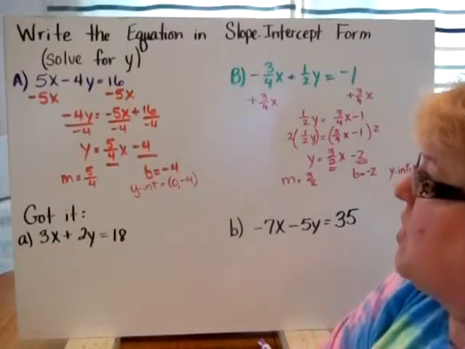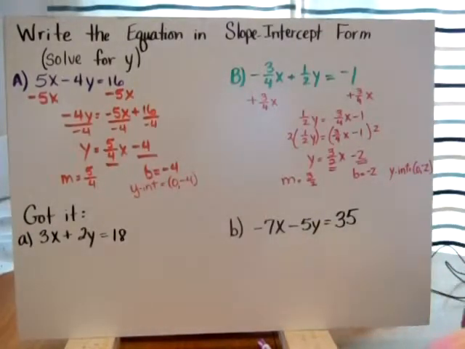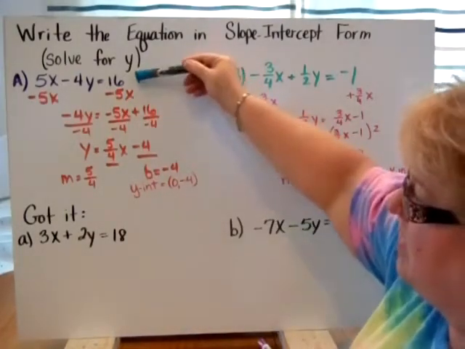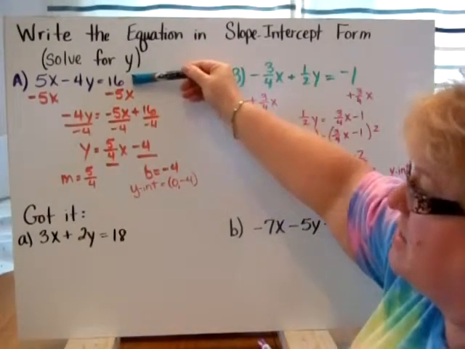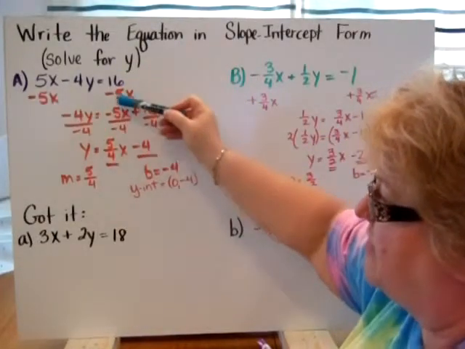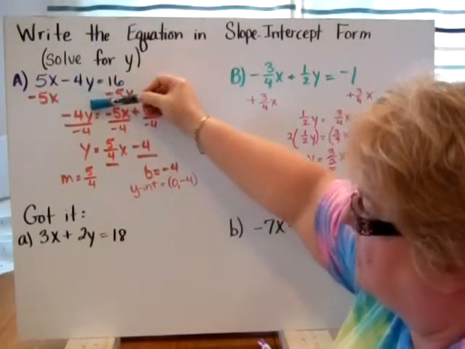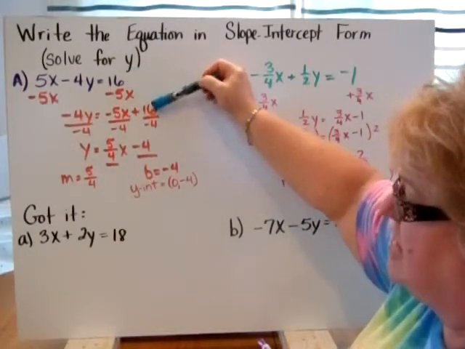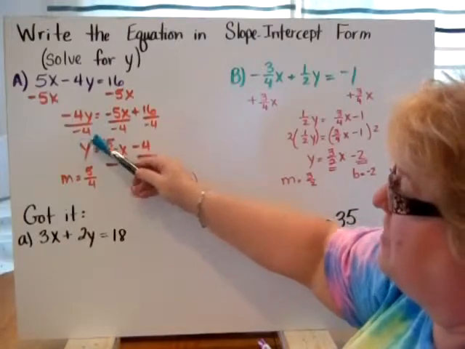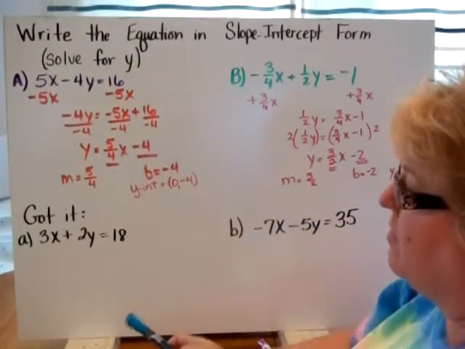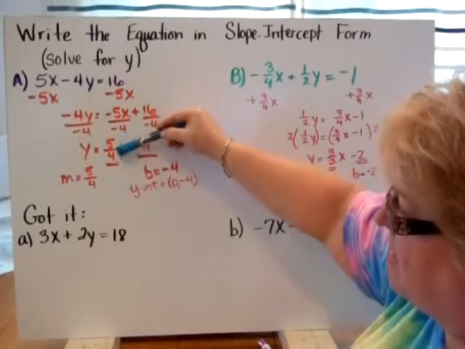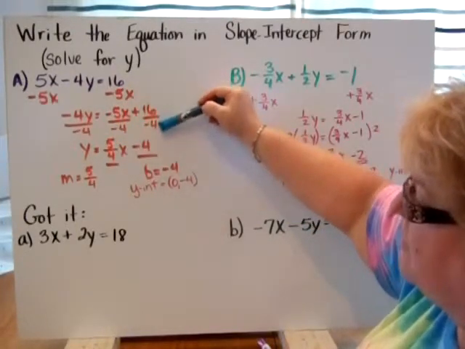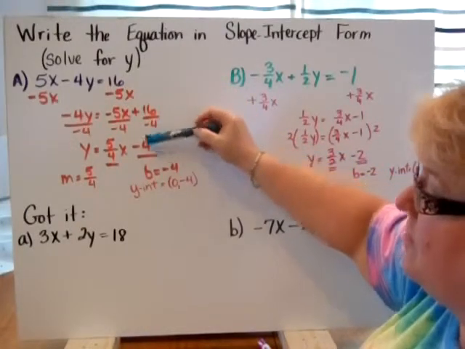On these problems, we want to write the equation in slope-intercept form, which means simply that we want to solve for y. So the problem we were given was 5x minus 4y equals 16. We start by subtracting 5x from both sides. That leaves us negative 4y equals negative 5x plus 16. Then to get y by itself, we divide all of our terms by negative 4. A negative divided by a negative is a positive, so we get a positive 5/4 x. 16 divided by negative 4 would give us a negative 4.